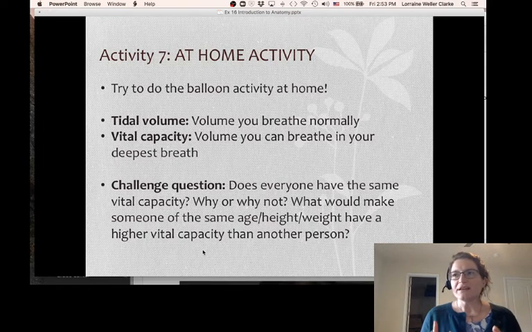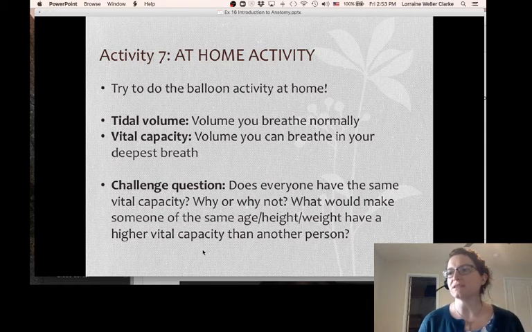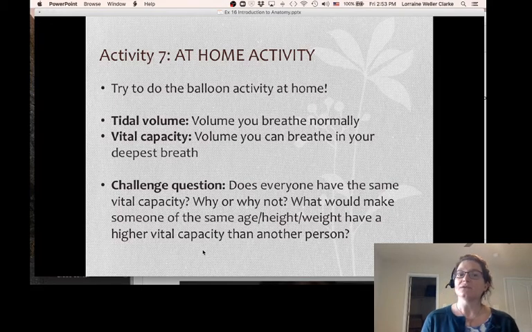And so what I want you guys to think about is, does everyone have the same vital capacity? And if not, what would change it? Consider something like, do you have the same vital capacity as you did as a child? Do you think that your tidal capacity is different as an adult versus a child versus someone who's older? And think about, now let's say you have an identical twin. You're the same age, you're the same height, you're the same gender. What would make your vital capacity larger than your twin? Is there something you could do to change that?